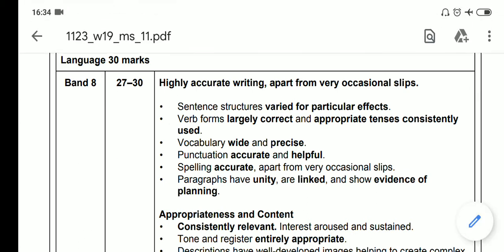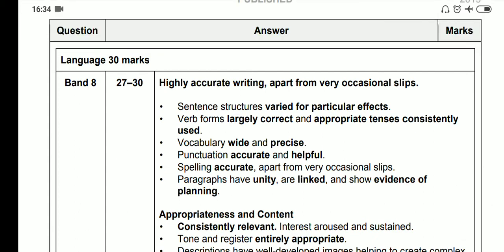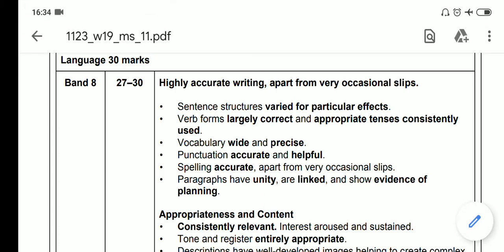Vocabulary wide and precise. Verb forms largely correct. Past form, past participle form should be correct. Appropriate tenses consistently used. When we talk about narrative, we know that we write narrative in the past tense. So if you have chosen to write it in the past tense, which of course you will, consistently write it in the past tense. I keep on repeating this, that once you choose to write in the past tense, keep on writing in the past tense. Do not hover between the tenses.